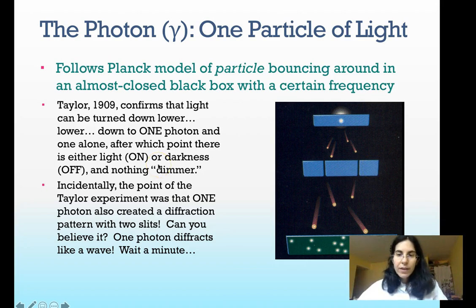Taylor, of course, found the same pattern, and that makes sense if you've got particles of water spraying in all directions out of here and particles of water spraying in all directions out of here. Standing here, you might get wet.